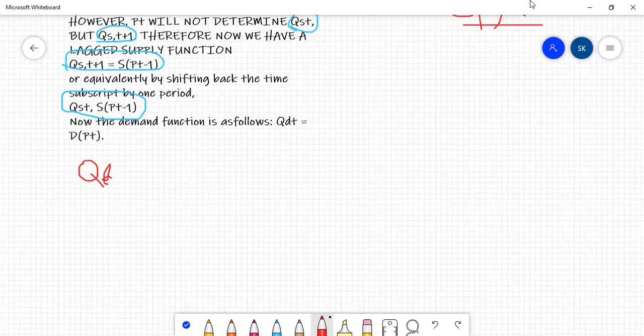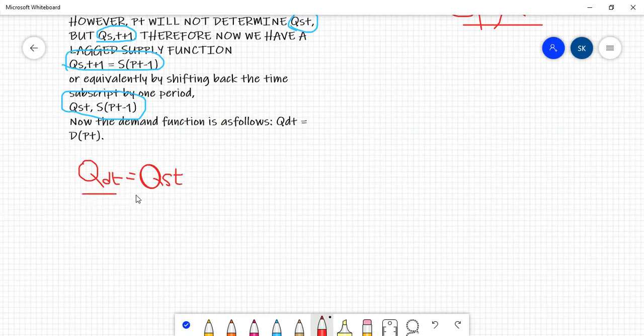Okay, we know that Qdt is equal to Qst. Clear? And now we will expand Qdt and Qst.